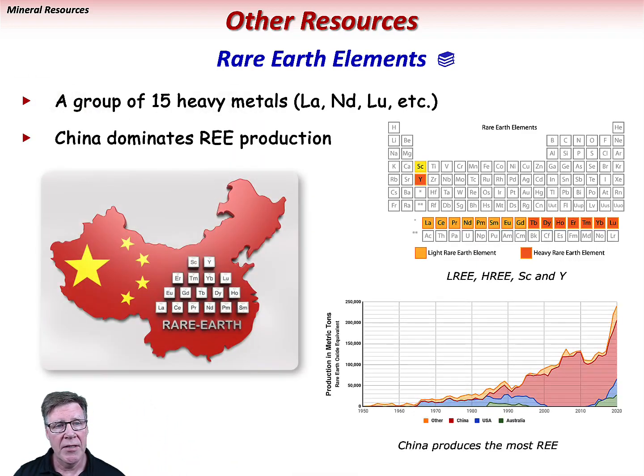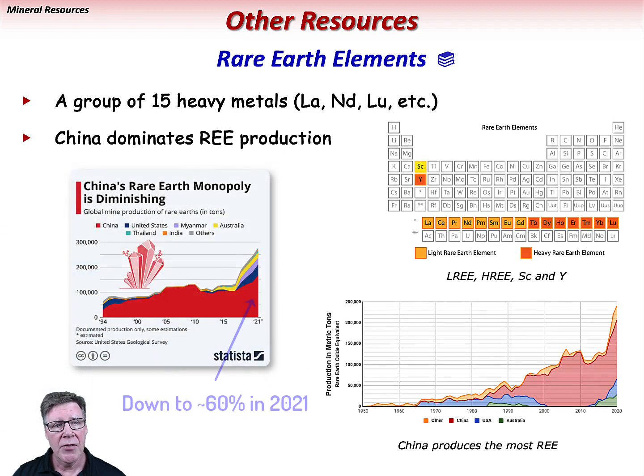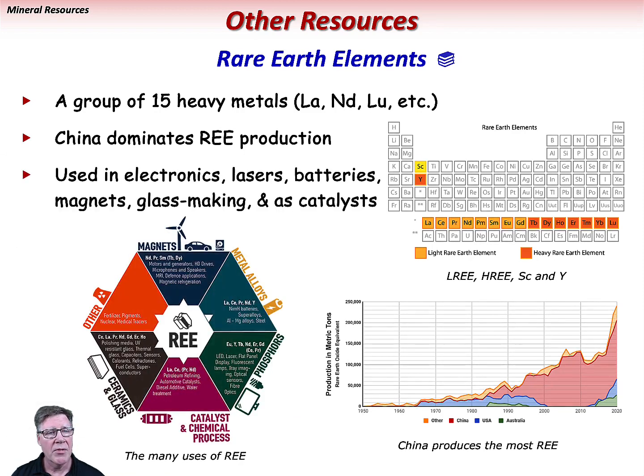China currently dominates production of the rare earth elements, about 80% as of 2019. But due to their scarcity and importance to national security, this may be slowly changing as other countries have prioritized rare earth production. Rare earth elements have many uses in electronics, LEDs, lasers, batteries, magnets, metal alloys, ceramics, glass making, as chemical catalysts, and on and on and on.